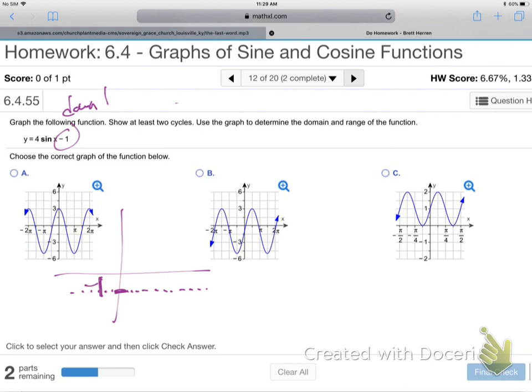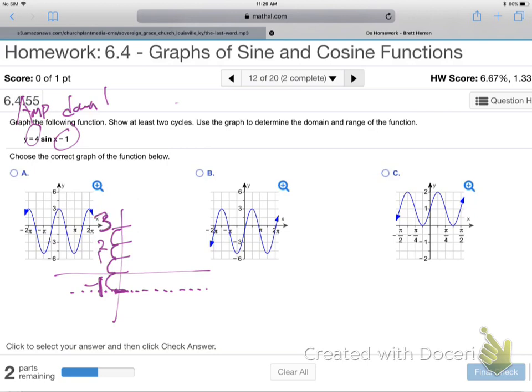And then what does the 4 in the front mean? That's the amplitude. That means it goes above the midline by 4 and below the midline by 4. So it'll go up 1, 2, 3, 4. It goes up to 3.